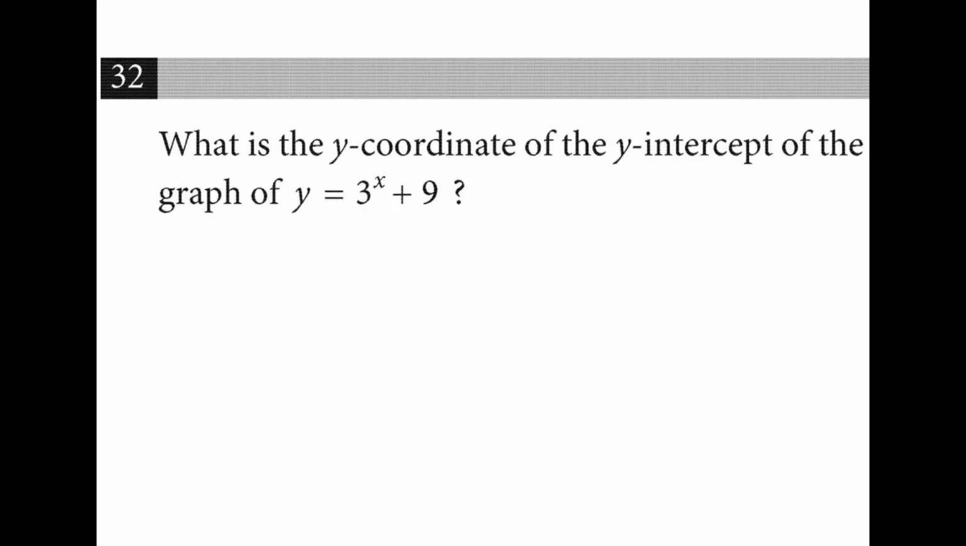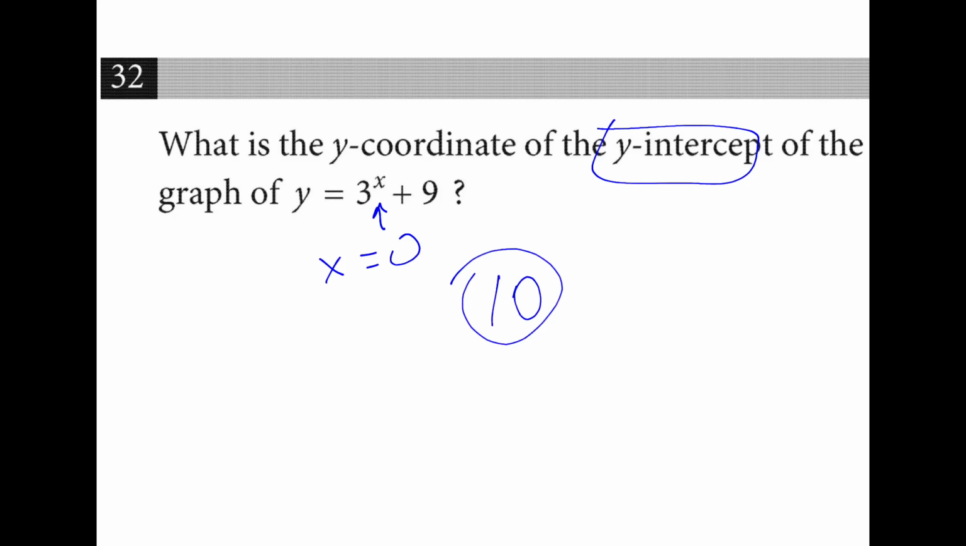What is the y-coordinate of the y-intercept? So that means that x is equal to 0. So 3 to the power of 0 is 1, plus 9 is 10.